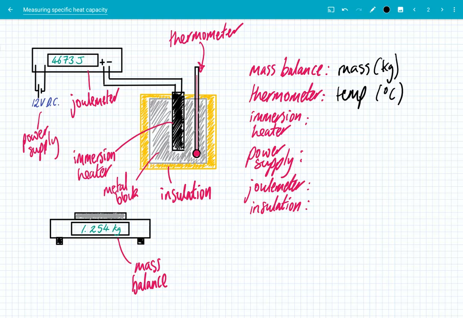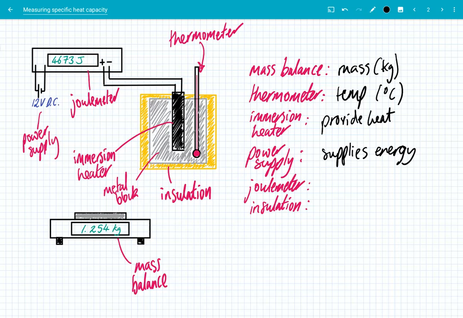The immersion heater is going to provide the heat to our metal block. It's going to heat our metal block up. And where it gets its energy to do that is from the power supply. So the power supply supplies the energy. And we're going to use a 12-volt DC supply.